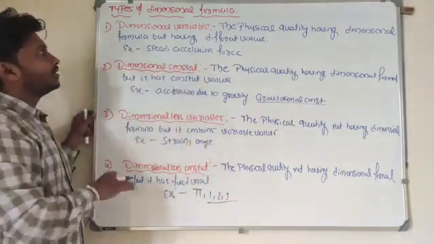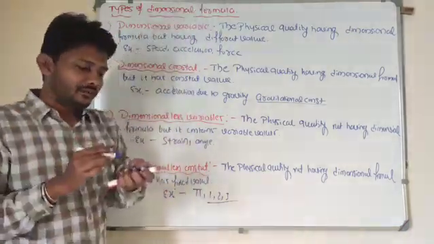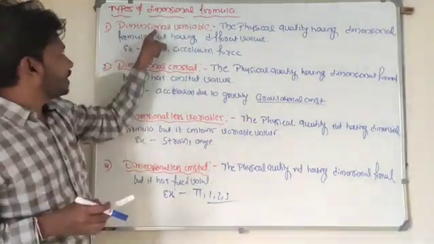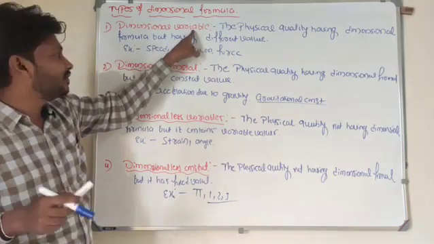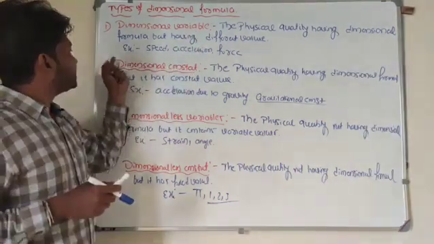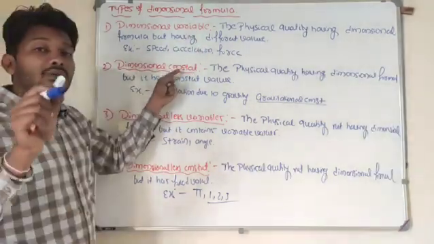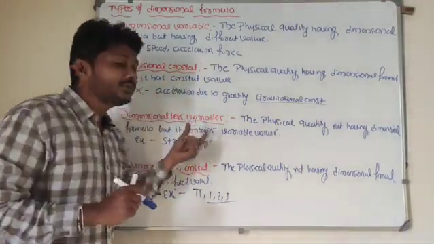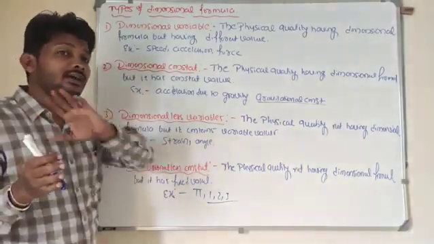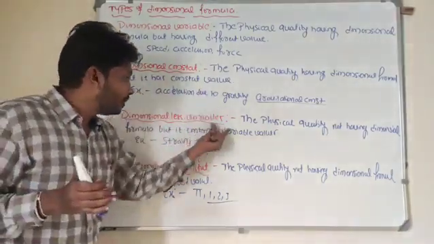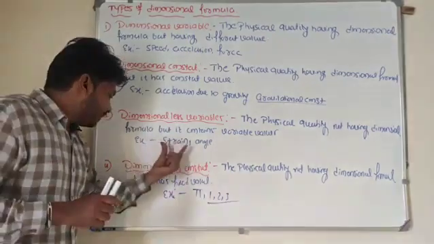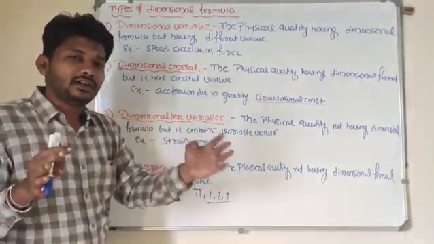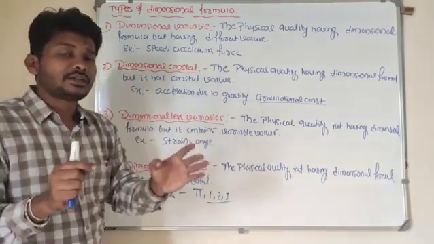So these all belong to different types of dimensional formula. So listen here, dimensional variables means it has a dimensional formula but it has variable values. Dimensional constant means it has a dimensional formula but those physical quantities have constant value. Dimensionless variables means those physical quantities are not having dimensional formula but they have variable value. Dimensionless constant means these physical quantities are not having dimensional formula but they have fixed values or constant.